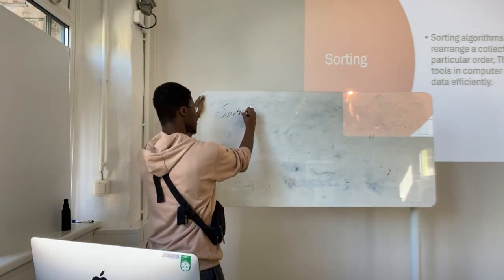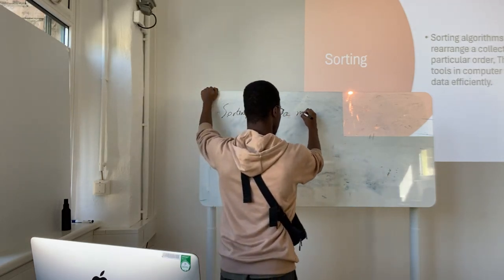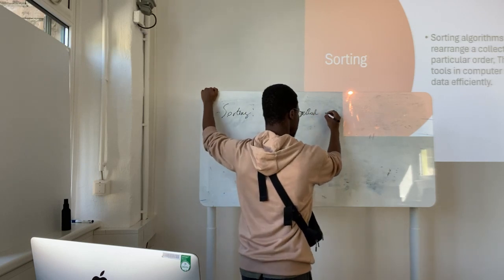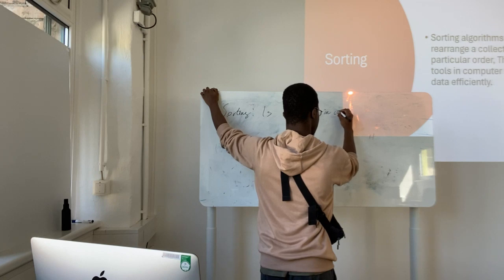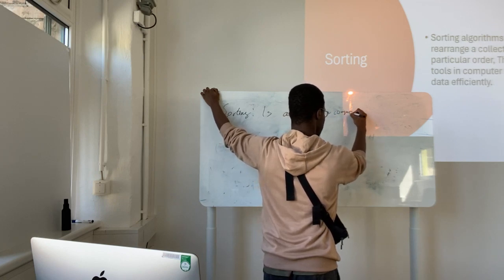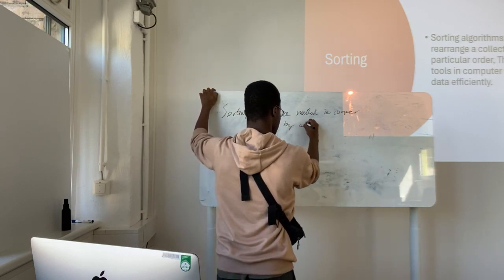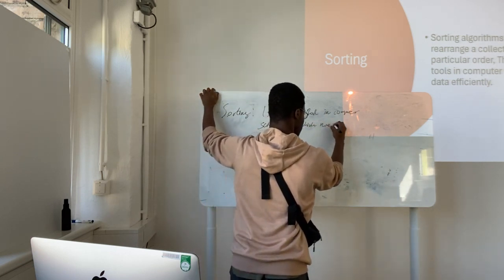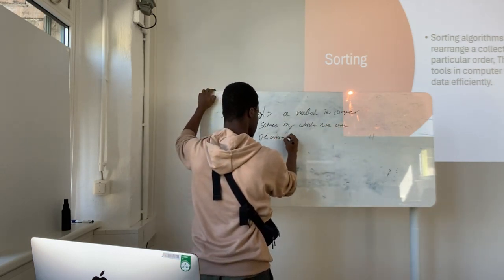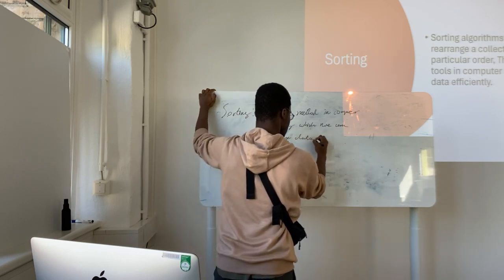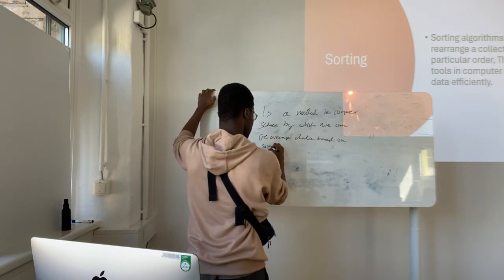All right, I'll write it down. So let me give you this formal definition, right? Sorting is a method in computer science by which we can rearrange data based on some criteria, right?